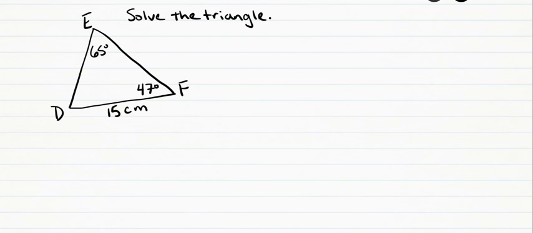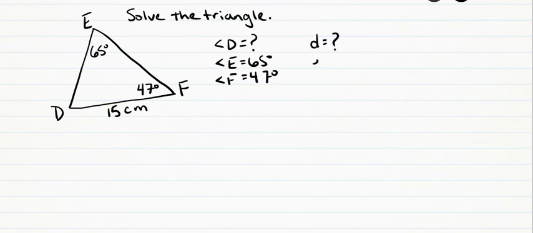Okay, so our known values and our unknown values: angle D is unknown. Angle E we know is 65 degrees. Angle F is 47 degrees. Side length D is unknown. Side length E is 15 centimeters. And side length F is unknown. So in order to solve this triangle, we need to determine the values of angle D, side length D, and side length F.